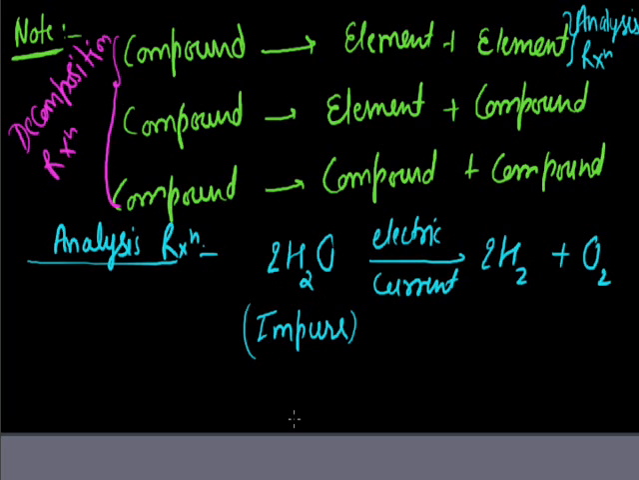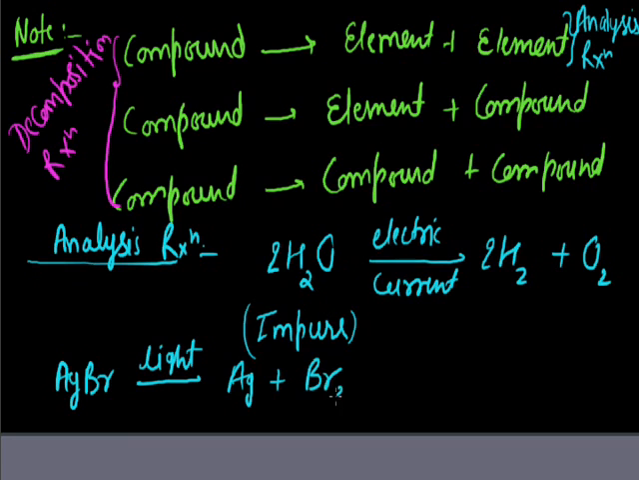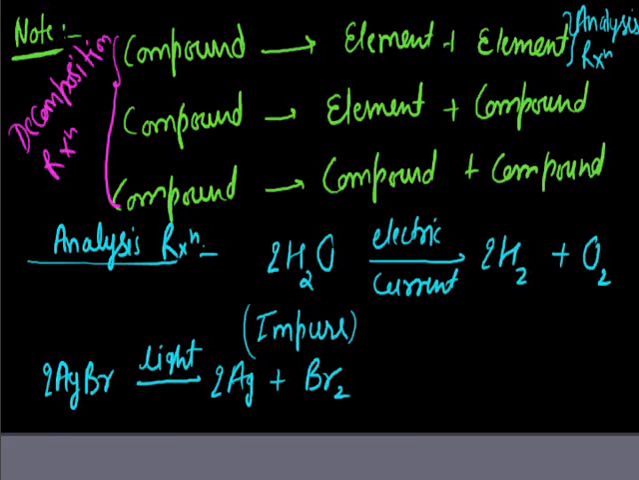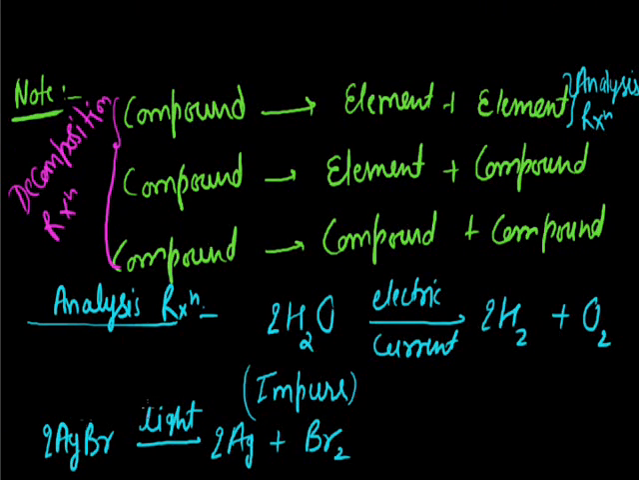Now we can take another example of an analysis reaction, that is AgBr, silver bromide. When we incident light on AgBr, it breaks into Ag plus Br2. Now we can write 2 in front of AgBr and 2 in front of Ag to balance the equation. The equation is balanced. This is also a type of decomposition reaction, because in this reaction the compound AgBr breaks into silver and bromine. This reaction is a photodecomposition, because the source used for decomposition is light. This is also an example of an analysis reaction, because in this reaction a compound breaks into element plus element.